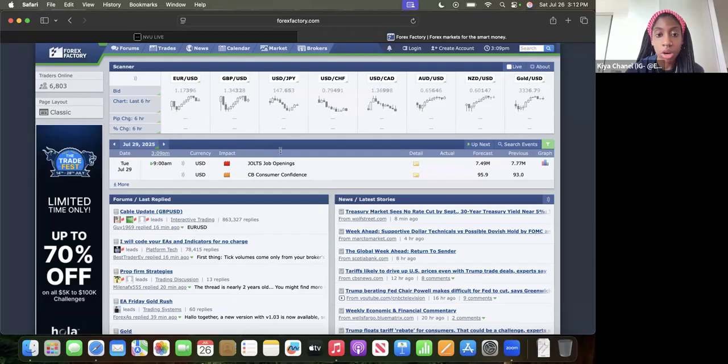Yes, yellow folders are okay. Yeah, yellow folders are okay.